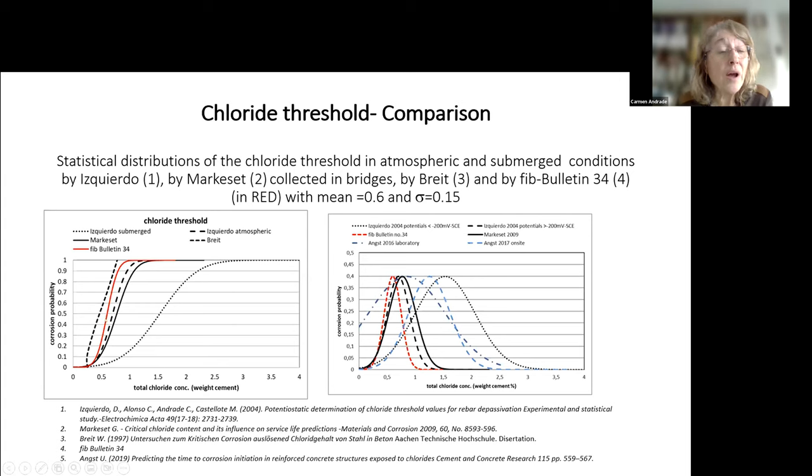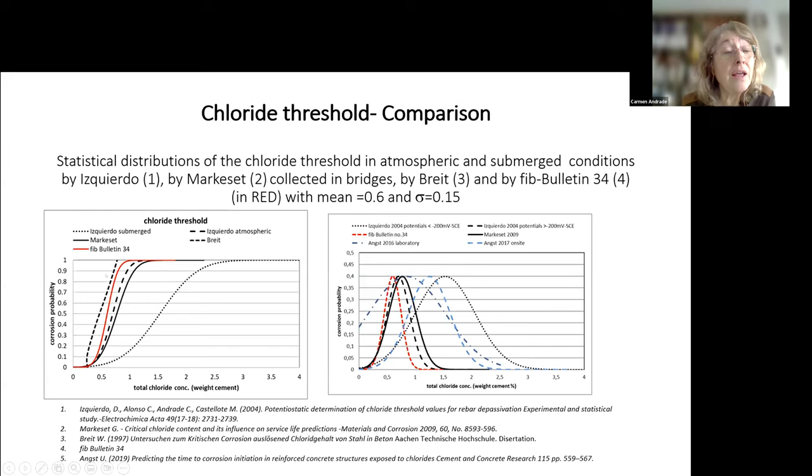This is the one by FIB Bulletin 34, and Frank, after looking in detail, as you say, it is not easy to find. I think that this was proposed by Gehlen. Gehlen changed a bit the distribution of Bright. Bright has this distribution, and what is proposed by FIB Bulletin 34 is this one. We should ask Christoph Gehlen to confirm. This is the 31, this is Bright.